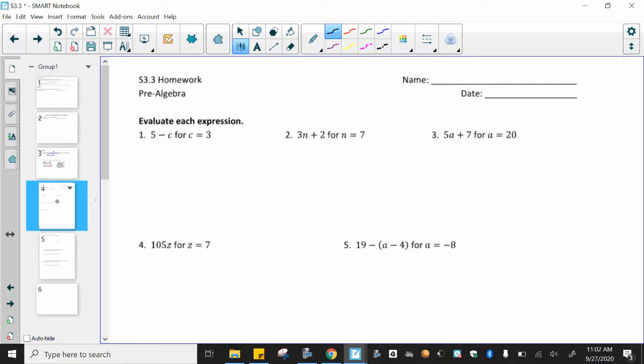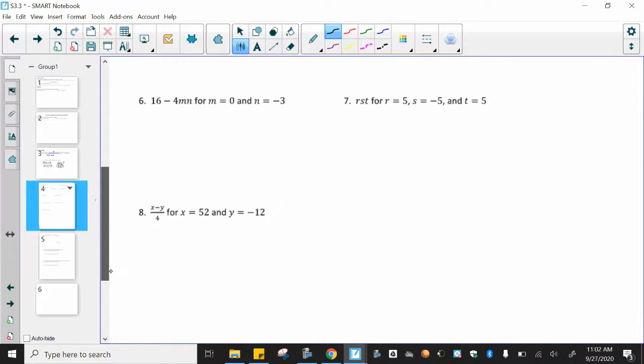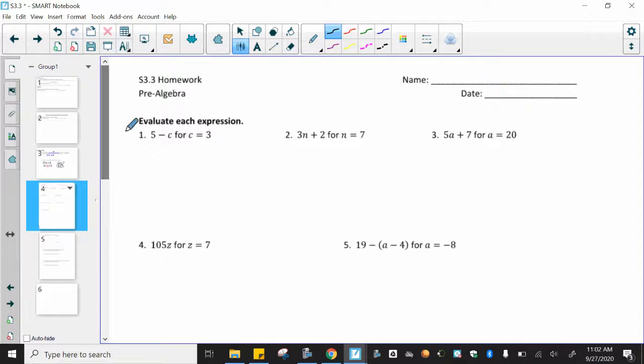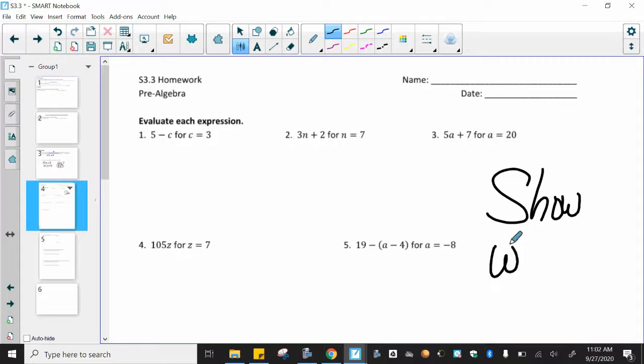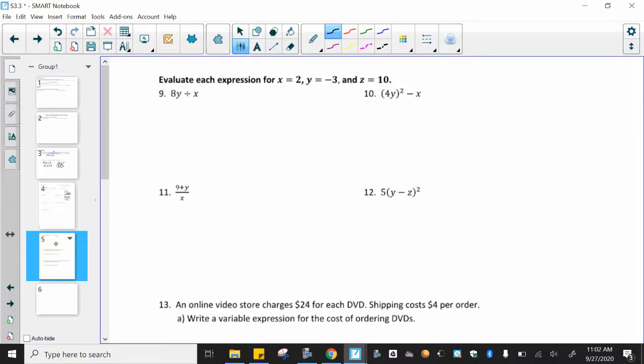Next, look here. Here's our homework. Going to be just like what we did on the front page. There are 8 questions. Please show work. Show work. All right, show work. Thank you. On the back, there are 3 more here with multiple variables, so make sure you take out each letter and match them up. Remember, here's the numbers you're supposed to use.